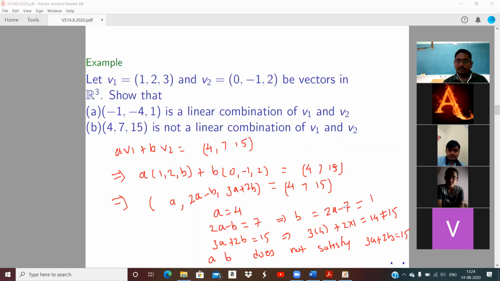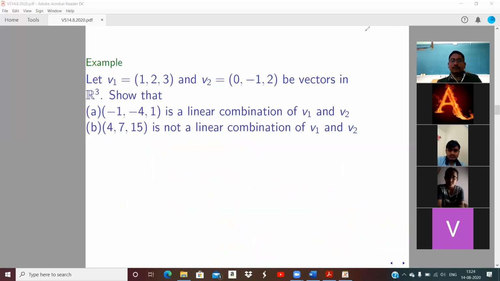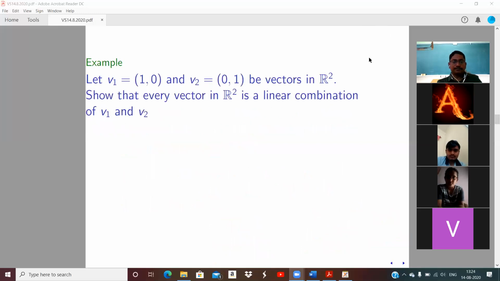So whatever A and B you find, it will not work for the point. So we are not able to find A and B. Not being able to find A and B means we cannot write the point 4, 7, 15 as a linear combination of your V1 and V2. I think it is clear to everyone. We have another example.